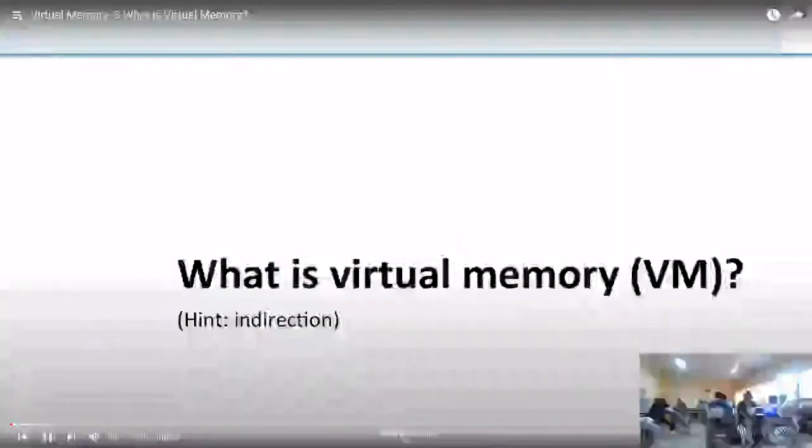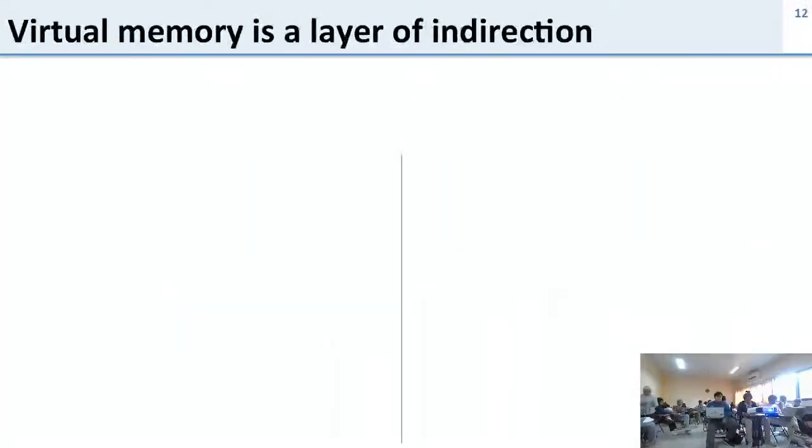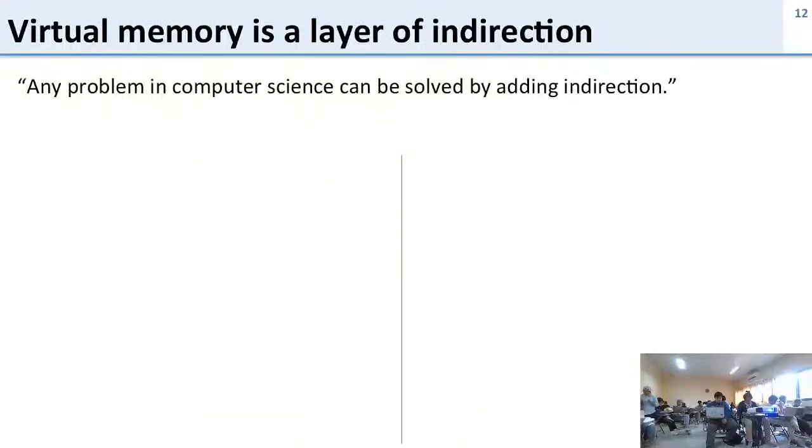Alright, so now let's talk about what virtual memory is. And I'll give you a hint here. Virtual memory is all about indirection. Remember, we mentioned that there are different address spaces for the program and the memory, and virtual memory is about the indirection pointing between them. So, virtual memory is a layer of indirection. And this comes from the general idea that any problem in computer science can be solved by adding indirection. If you've got a problem, add a layer of indirection and we can almost always solve it.